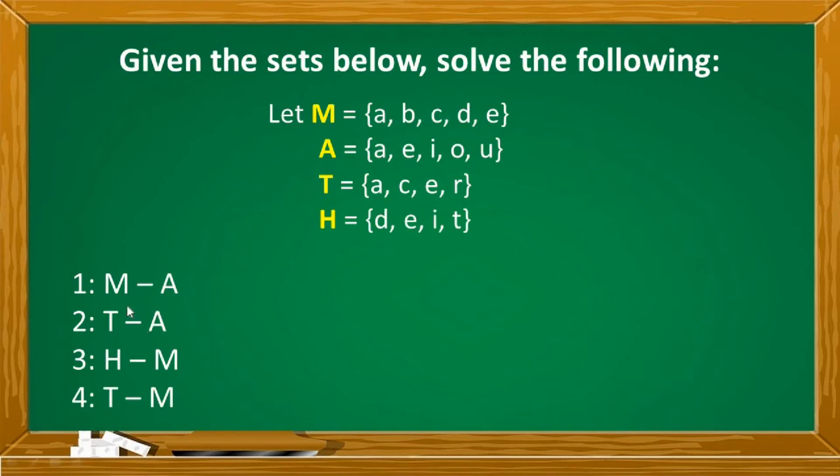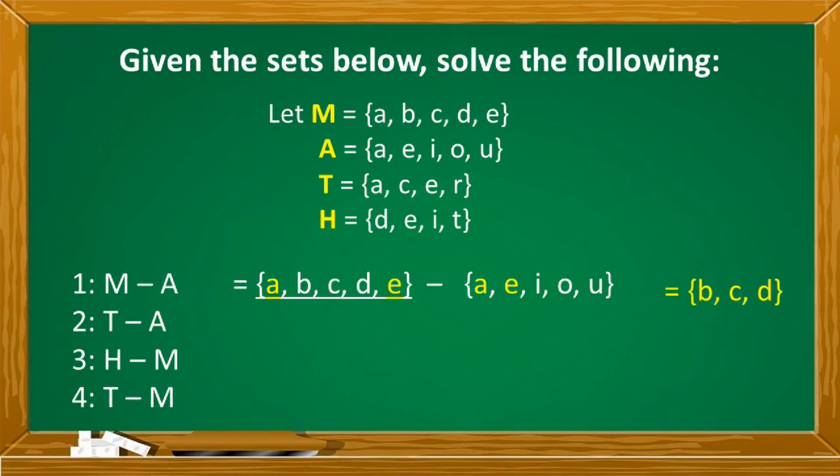For number 1, M minus A, our first set is M, and our second set is A. So the answers will be from set M. By simply writing or substituting the elements of sets M and A, where set M has elements A, B, C, D, and E, minus the elements of set A, which are A, E, I, O, and U, and identifying and eliminating their intersection, as you can see, their common elements are A and E. The remaining elements of set M, or the first set, are B, C, and D.